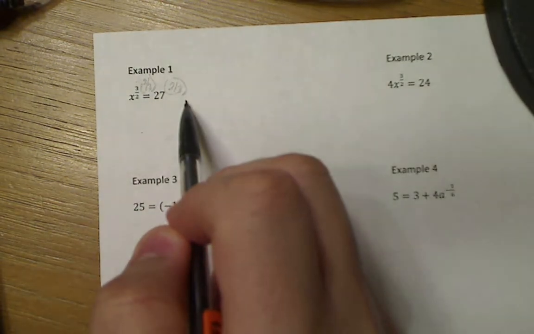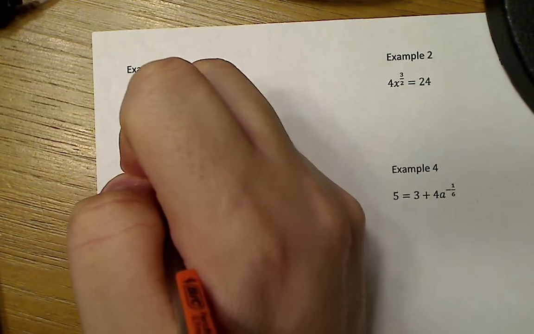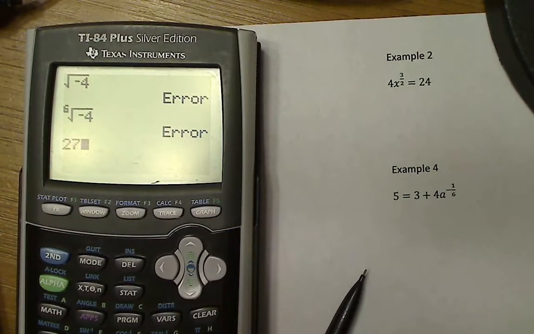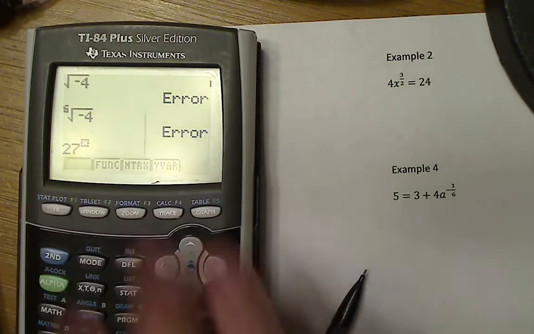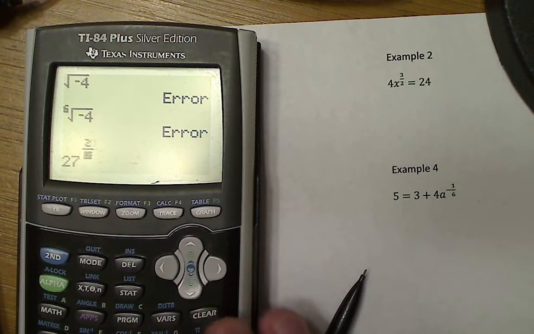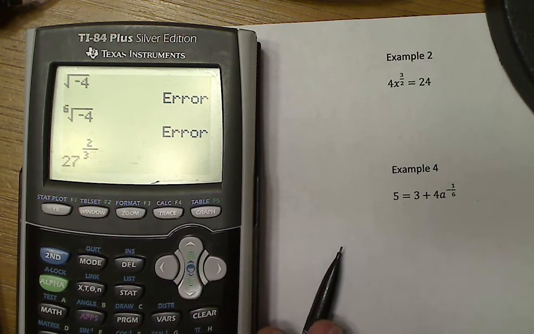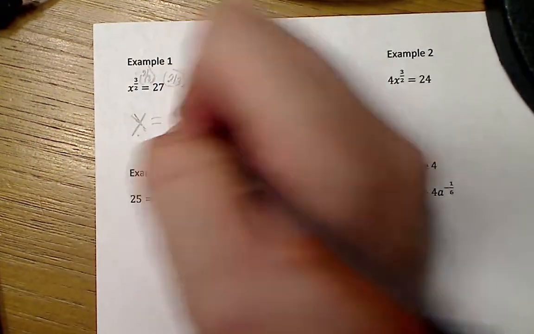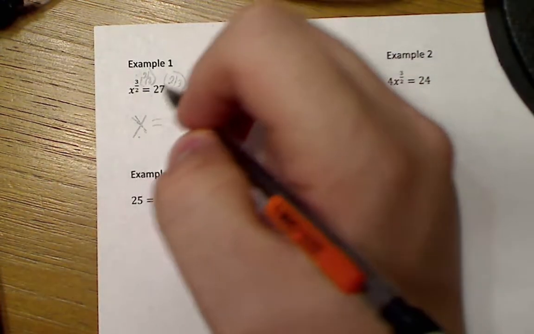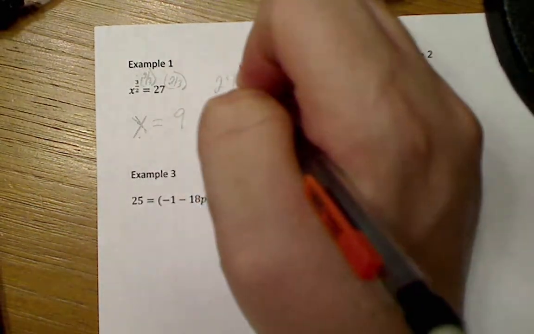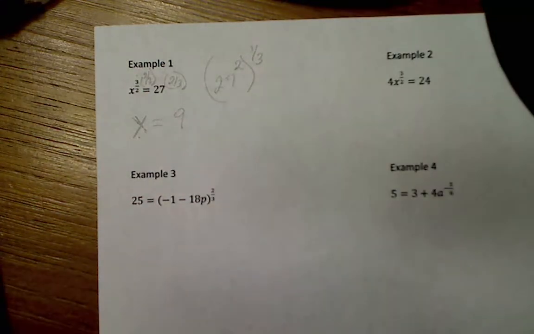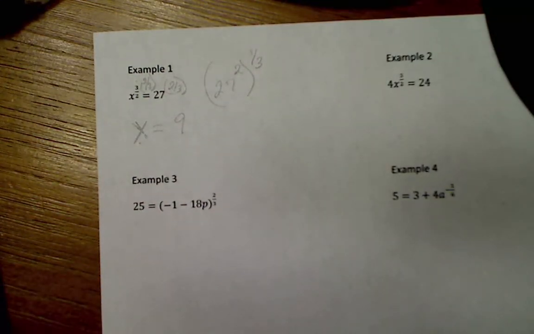Okay. And when I do that, what I'm going to end up getting is 27, caret button, and then my fraction of 2/3, kind of like this, and I get the value as 9. So you understand what you're actually doing is you're taking 27 squared, and whatever answer that is, you're taking the cube root of it.